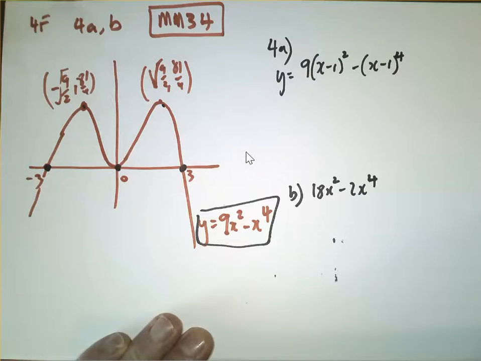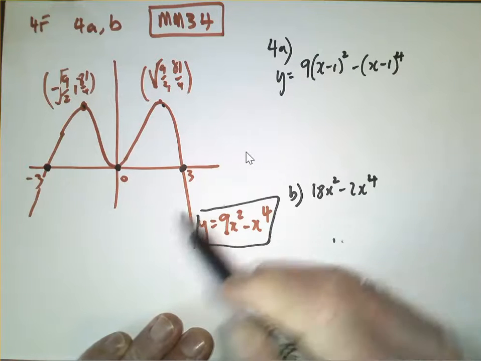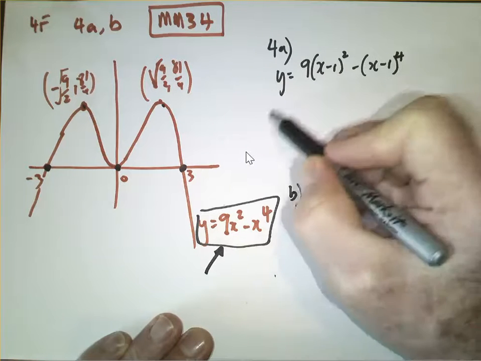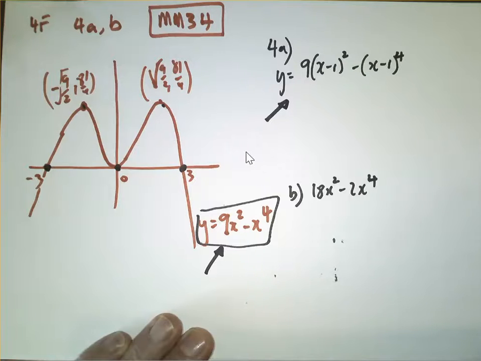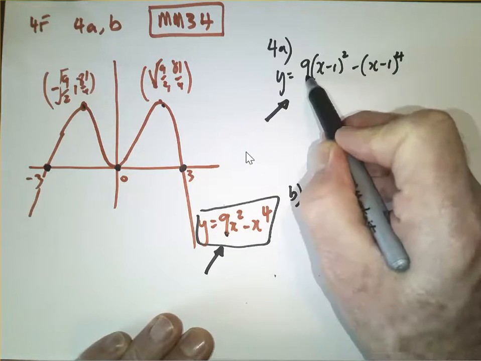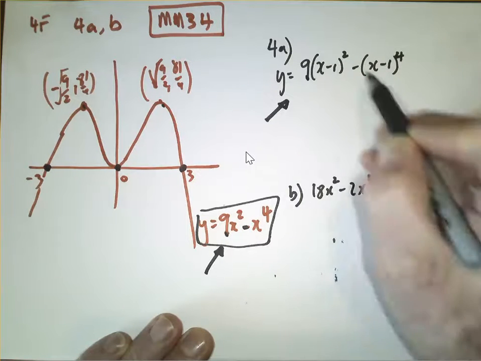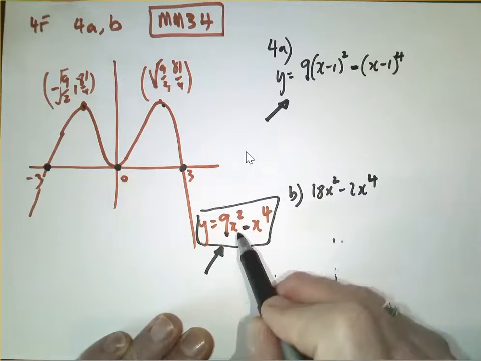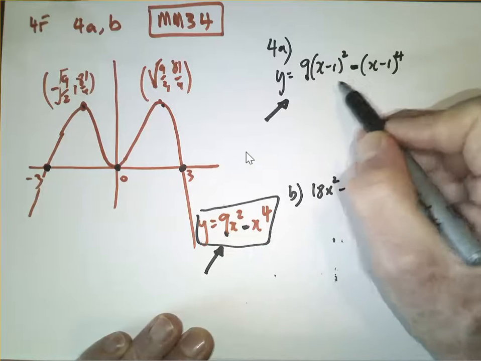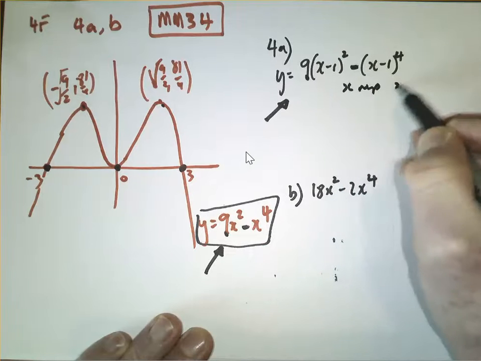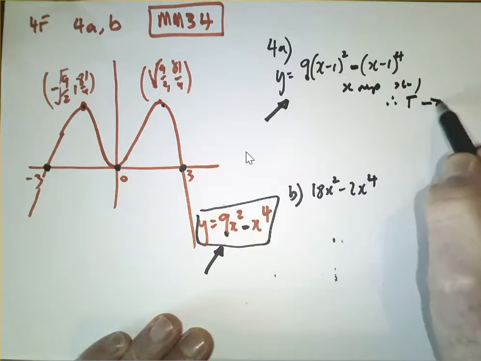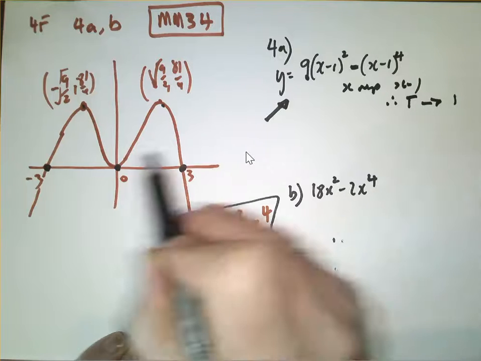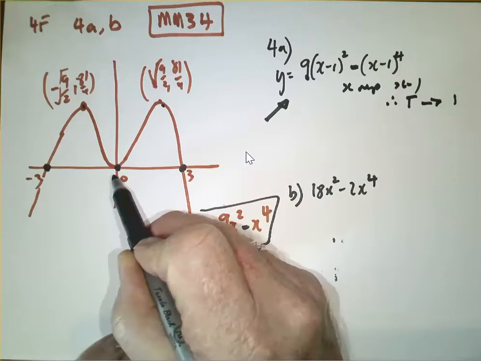The question you've been asked to do is, given that you know what this one is like, draw what this one's like, based on this knowledge. So I can see that there's a 9 and a 9 and a minus and a minus. The only difference is that x has been replaced with x minus 1, therefore it's a translation to the right 1 unit. So this graph has been moved over.